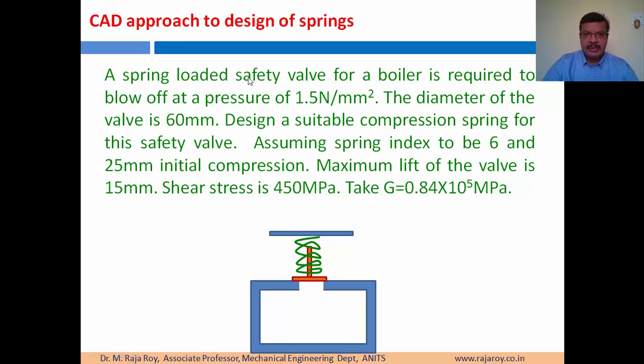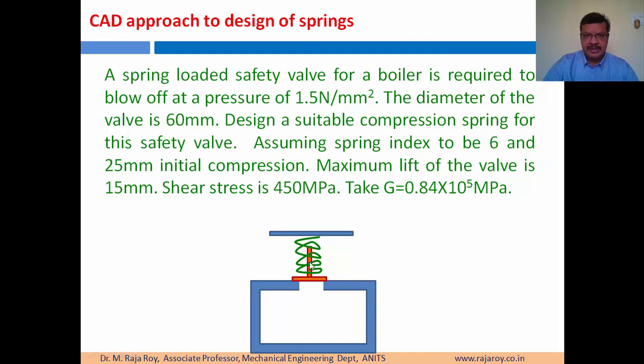A spring-loaded safety valve for a boiler is required to blow up at a pressure of 1.5 Newton per mm square. This is the boiler, and this is the spring-loaded safety valve. This valve has to blow up at a pressure of 1.5 Newton per mm square. The diameter of the valve is 60 mm, that means this is 60 mm. Design a suitable compression spring for this safety valve.